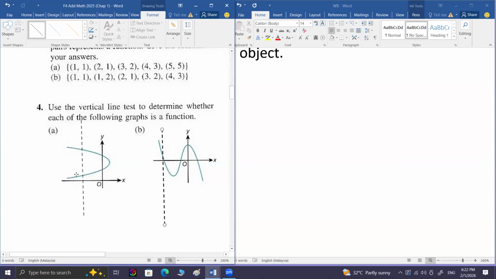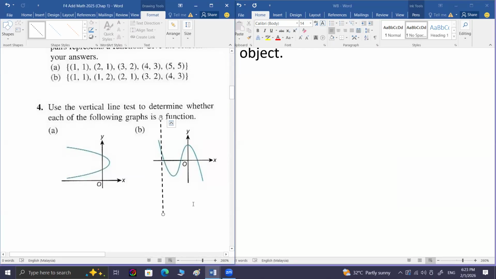Let's come back here. Once I shift here, I know that it is 1 to many already. But if I shift this one here, it cuts the blue line at how many points? 1. No matter how I shift, it cuts the blue line at 1 point only, right? Can you understand my explanation? So this is a function. This is a one-to-one relation. Got it?